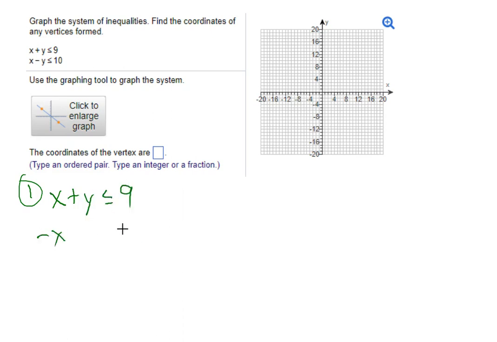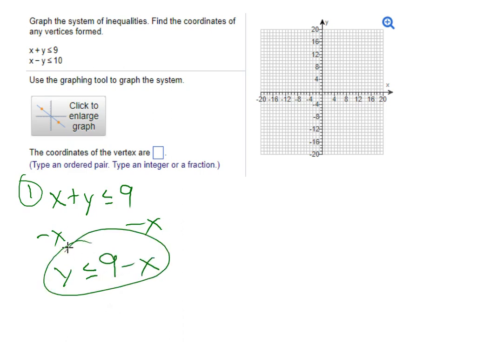We'll subtract x from both sides. We get that y is less than or equal to 9 minus x. So that was pretty easy. We're done. And then we'll solve the second one for y. We get x minus y is less than or equal to 10. Probably should use a different color there. So I'll switch now. Subtract x from both sides just like we did before, but this one has an extra twist to it.